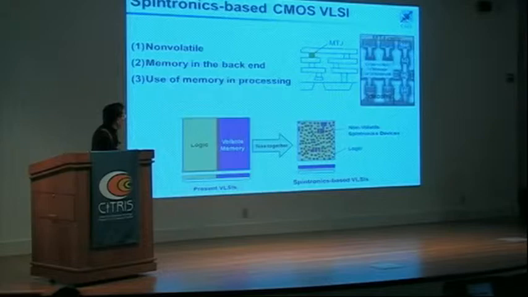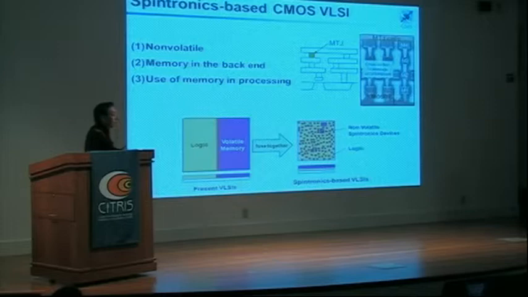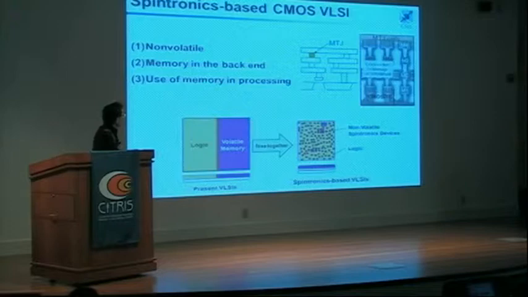And at the same time, it's non-volatile, so we can forget about the parts that we are not using because they do not require power to keep the information. We put memory in the back end, so immediately you can reduce the size of your chip by clever designing. And even cleverer designing, you can use part of memory in your processing, and that reduces the transistor count. So reducing the transistor count makes your chip even smaller.